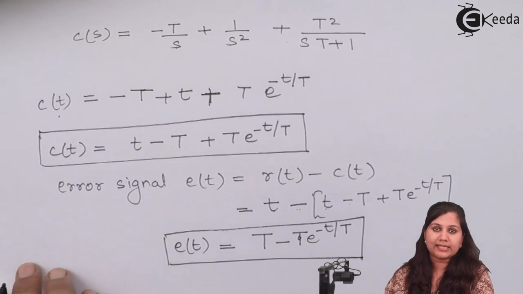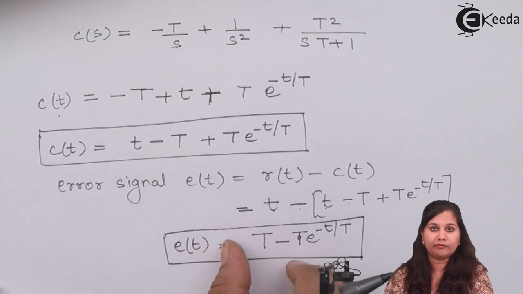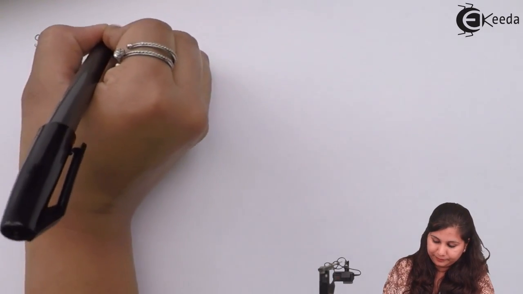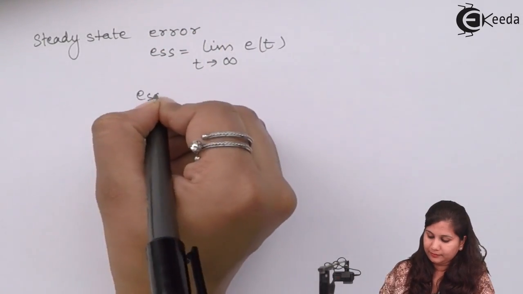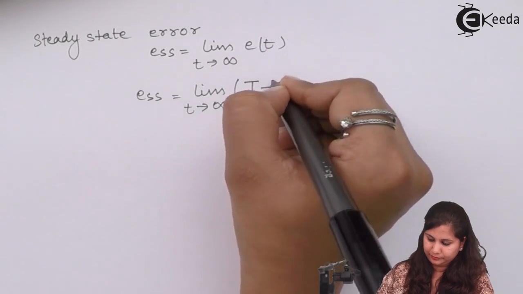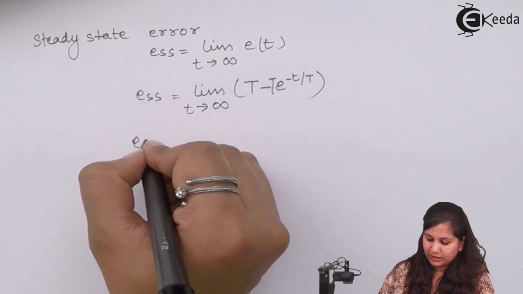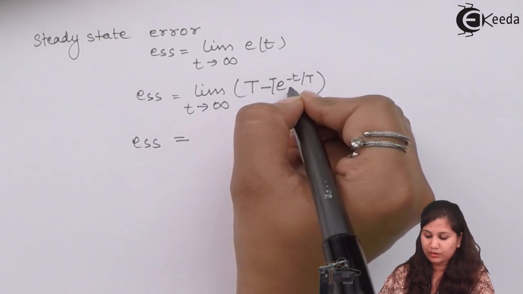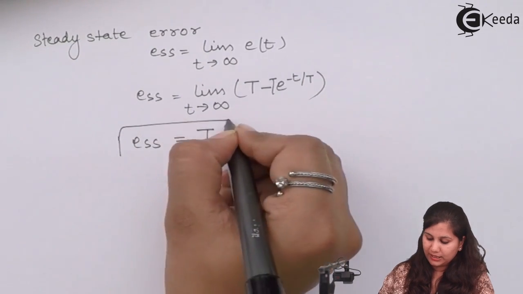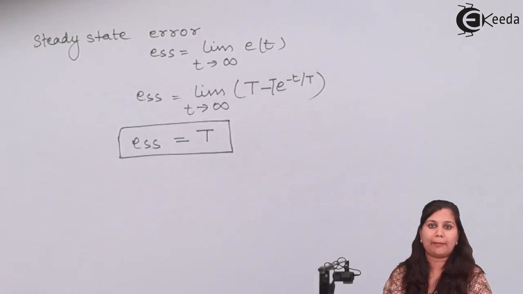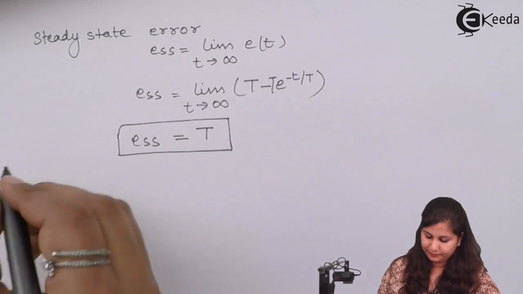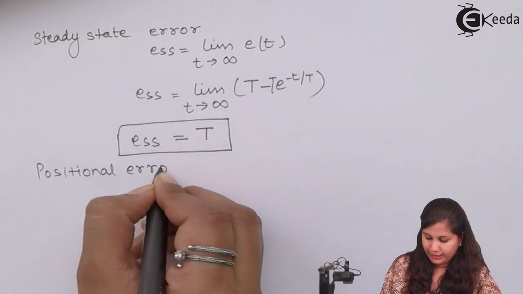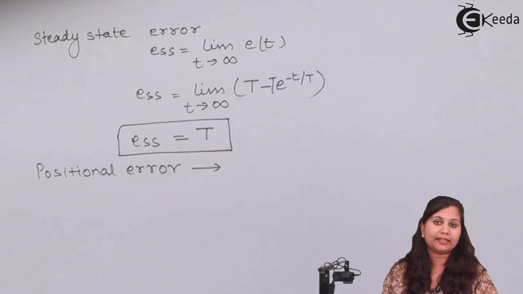If we want to calculate the steady state error, then we will apply the limit t tends to infinity on this error signal. So the steady state error is given by the limit. If t tends to infinity, then this term will be 0 and only capital T is left. So the steady state error is equal to the time constant for the unit ramp function. And this steady state error is called the positional error.